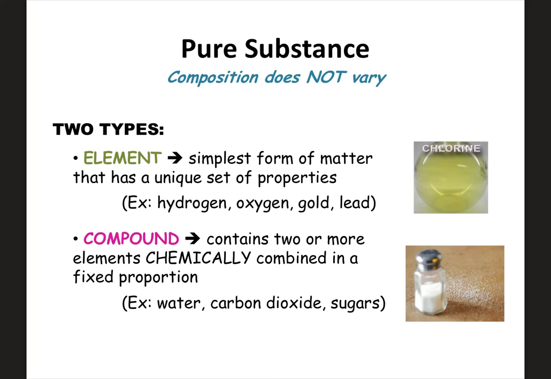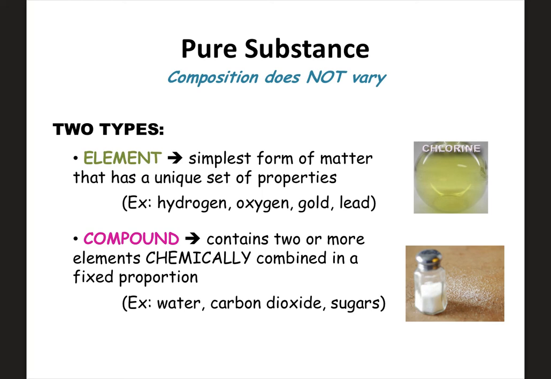An element is the simplest form of matter that has a specific set of properties here. So any of the elements on the periodic table are examples: hydrogen, oxygen, gold, chlorine, zinc, so on and so forth. All right, so you can see here's a picture of chlorine gas. It's this yellowish gas. It's a simple form of matter. It's a pure substance. The composition does not vary.